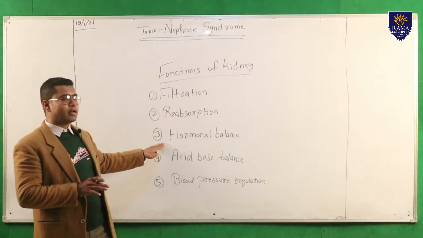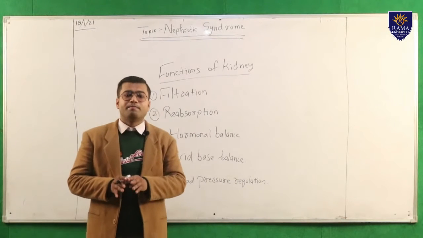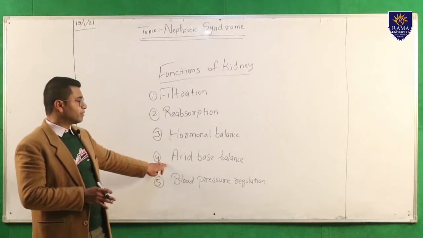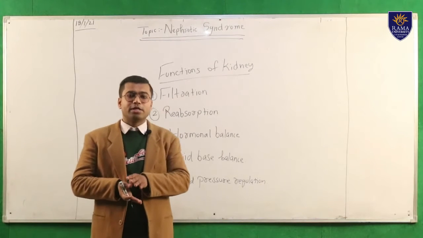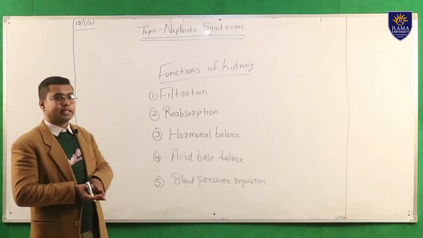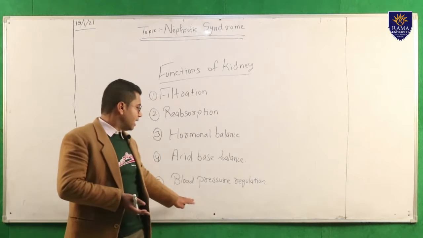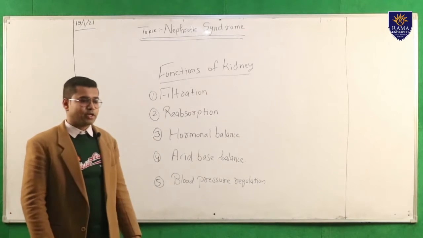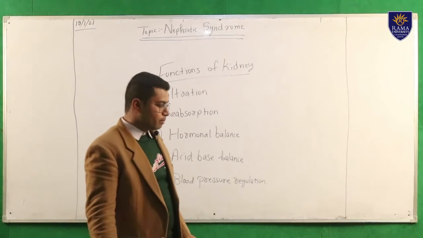Next one is hormonal balance. The kidney plays a major role in regulation of hormones. Next one is acid-base balance. The kidney has a major role in maintaining the pH levels. The last one is blood pressure regulation. The kidney's main function is also maintaining the blood pressure.